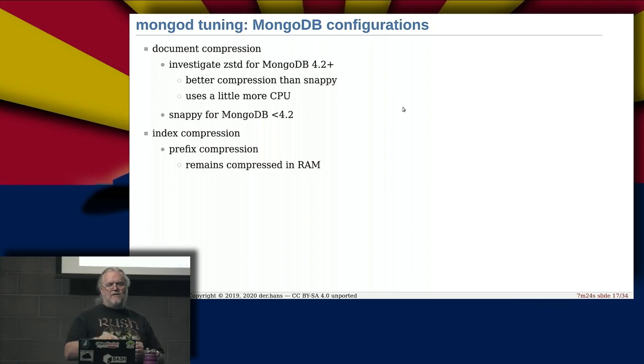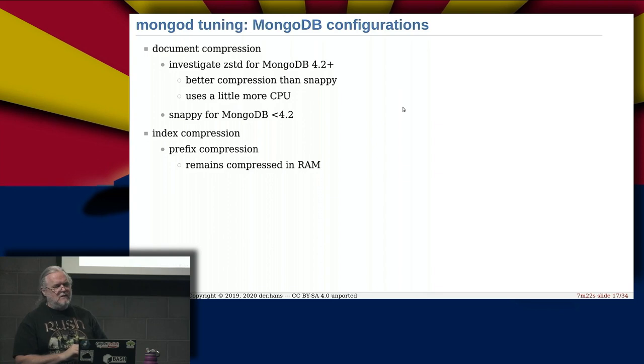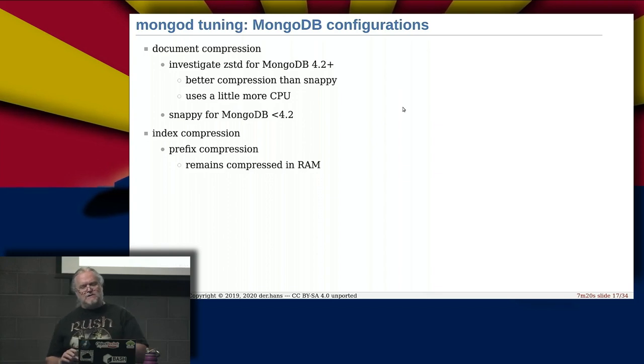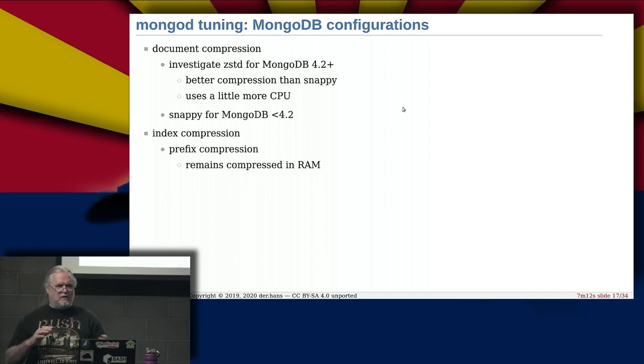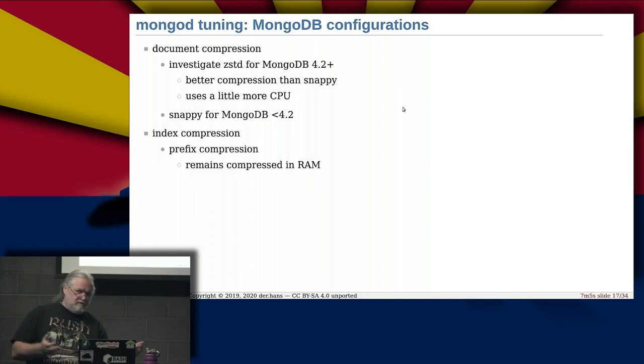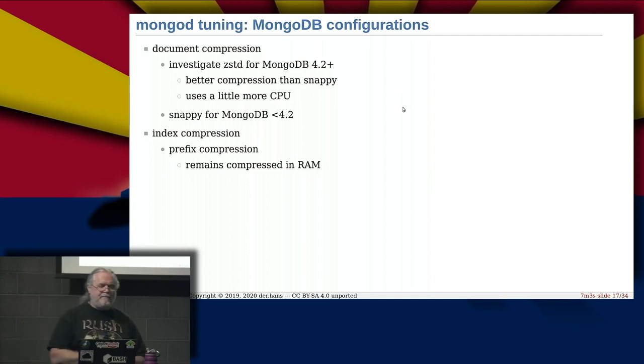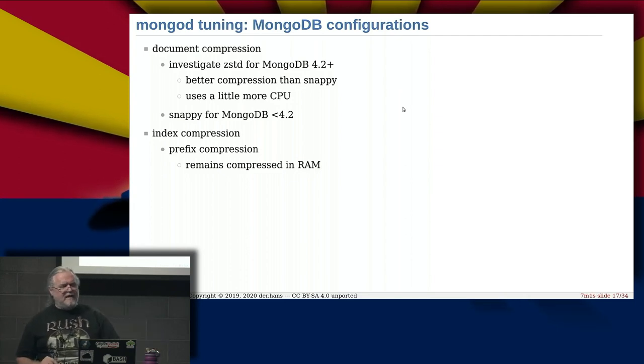But as of MongoDB 4.2, there's a new option called zstd, and it gives you better compression than Snappy, but does use a little bit more CPU. So you need to look again at what your trade-off is. Do you want to use less space because you've got some CPU to give? If you don't have any CPU to give, give space, right? And for versions less than 4.2, use Snappy.